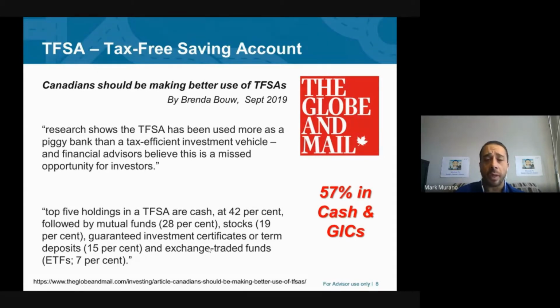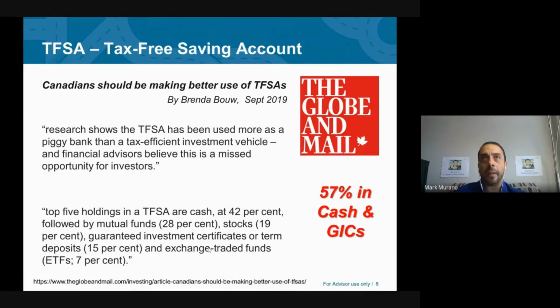The top 5 holdings in a TFSA from the survey are 42% sitting in cash, followed by mutual funds at 28%, stocks at 19%, GICs and term deposits at 15%, ETFs at 7%. So what that really means is 57% of TFSA investments are sitting in cash or cash equivalents, which really isn't the driver or the best use of this type of product.